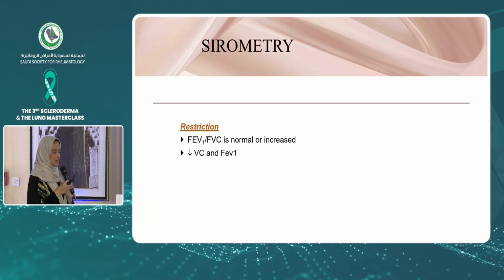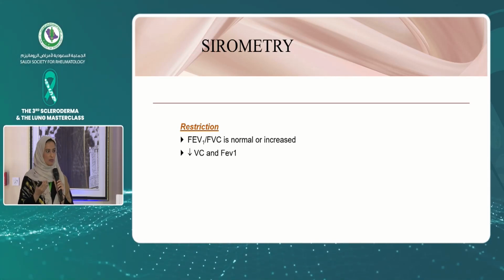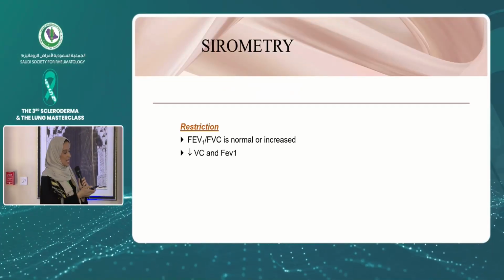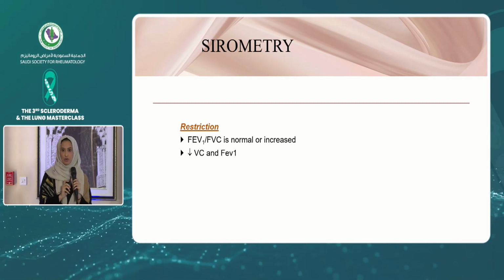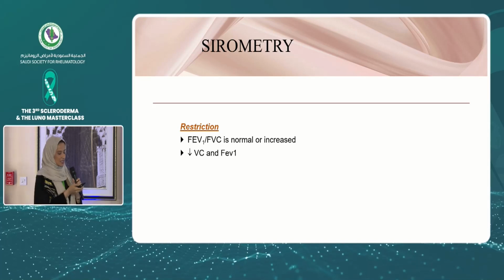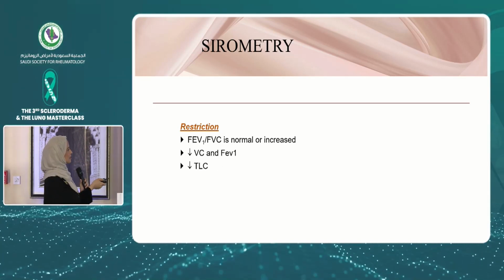Whereas in the restriction, the patient has no problem in exhaling the air out. It's the problem in getting the total amount of air. It's reduced in total. It's like the container. Your container is smaller. It's not about how much you can get out of that container. So ultimately, the ratio will be normal because both the FEV1 and FVC are relatively reduced at the same ratio. And that's the hallmark of restriction.